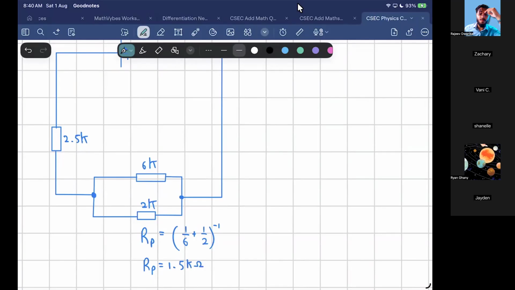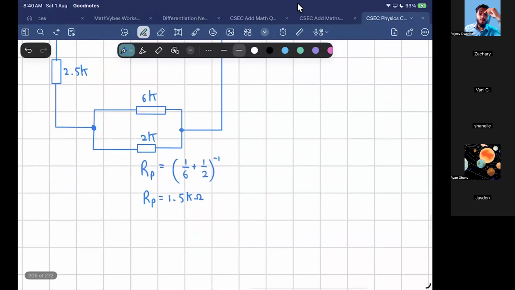Wait, I don't think the maths would work. Let me just verify something quickly. 1 over 6,000. Yeah, that math's not gonna work out. Oh, actually, yeah, it does. It's fine. It's 1.5 kilo ohms, right?